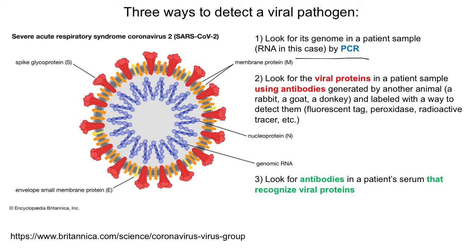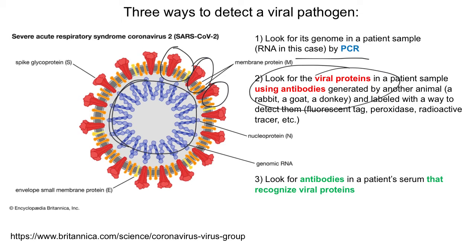Second way, we can look for the proteins. So here's the virus. It's got its genome in the center. It's got these proteins sitting on the surface. The spike protein is the one you've probably heard about because it's the one that we're making vaccines against. And that makes sense because it's sitting on the outside of the viral particle, and making antibodies against that would help to neutralize it. So we can use that same trick to get antibodies and detect viral proteins in a sample that we've taken from a patient.